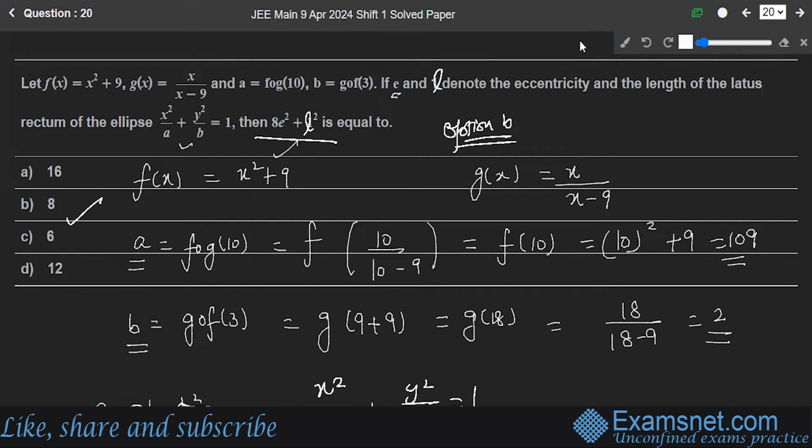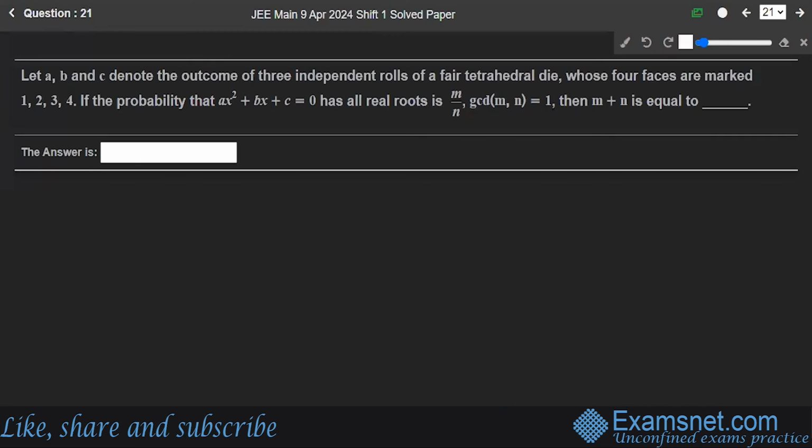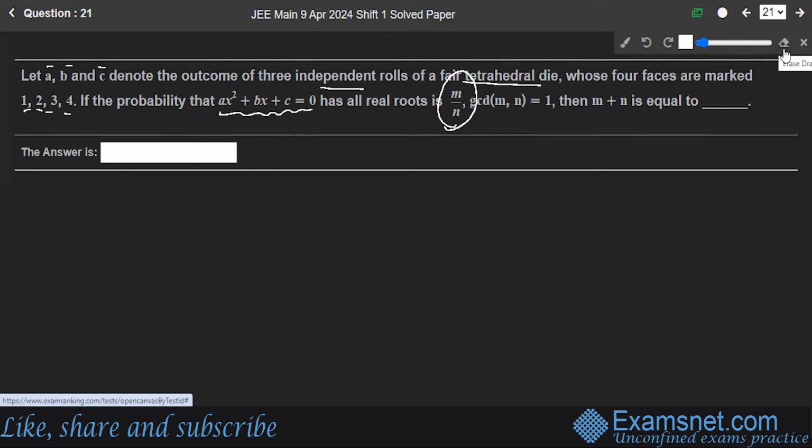Hope you understood that. Let's move to the next question. Question number 21. Let A, B, C denote the outcome of three independent rolls of a fair tetrahedral dice whose four faces are marked as 1, 2, 3, 4. If the probability that ax squared plus bx plus c is equal to 0 has real roots is m by n, where the greatest common divisor between m and n is equal to 1, what is the sum of m and n?